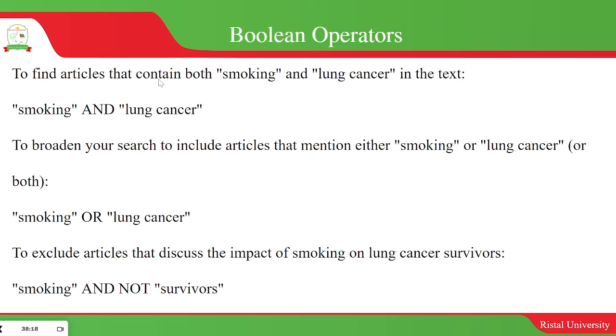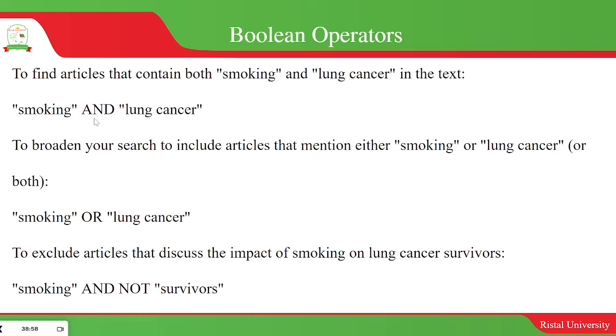Okay? So that's the first example of how you can use AND as one of the Boolean operators. Now, you may want to broaden your search to include articles that mention either smoking or lung cancer. That means you want the net to be wider. If you use smoking AND lung cancer, your net is small. If you say smoking OR lung cancer, it brings you all the articles that have the word smoking or have the words lung cancer. That is the O, which is OR.